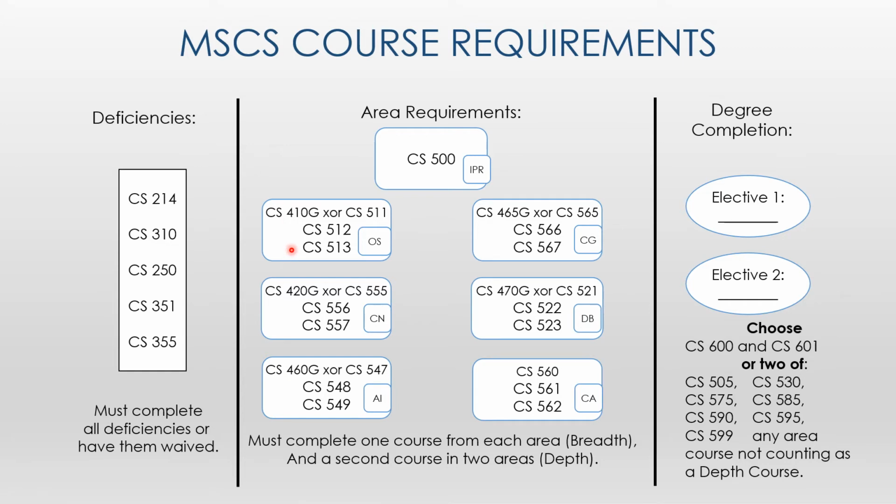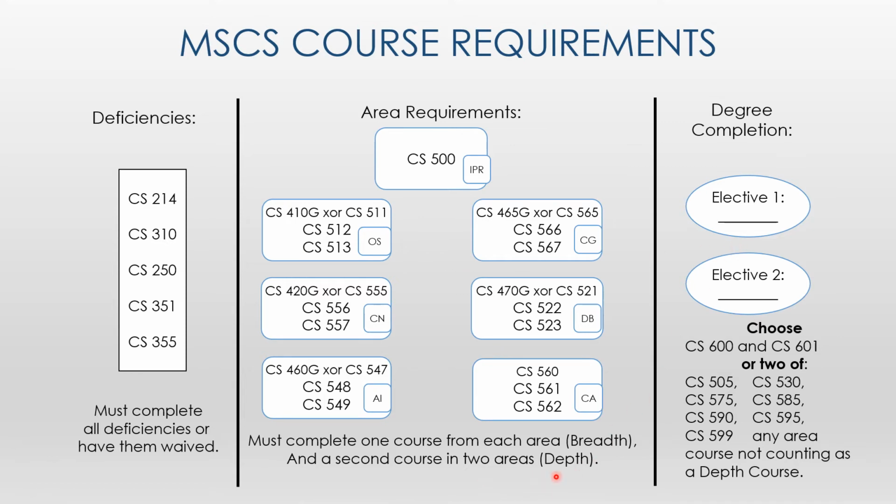Now this is one important thing to remember. It has to be 2 different areas. So if you take 512 and 513, only one of those will count as a depth. The other can only be counted as an elective. I'll get to that in just a second. So you can take all 3, but one counts as a depth, one counts as an elective.